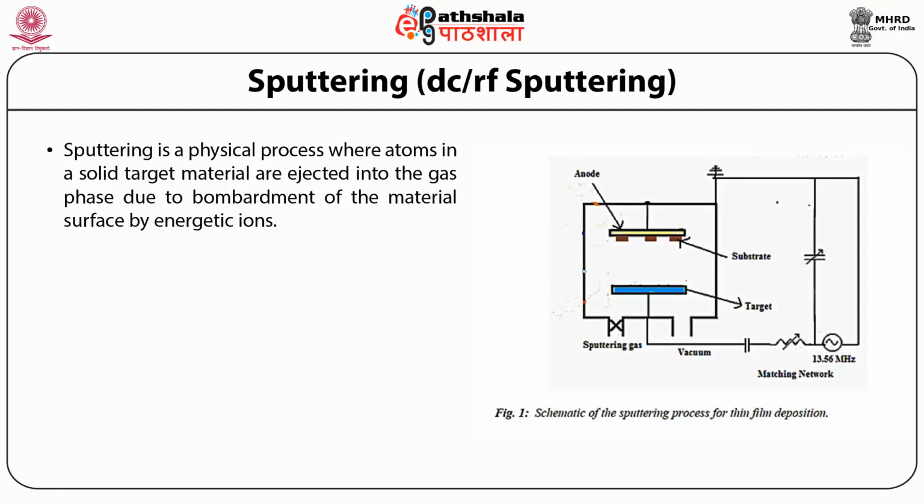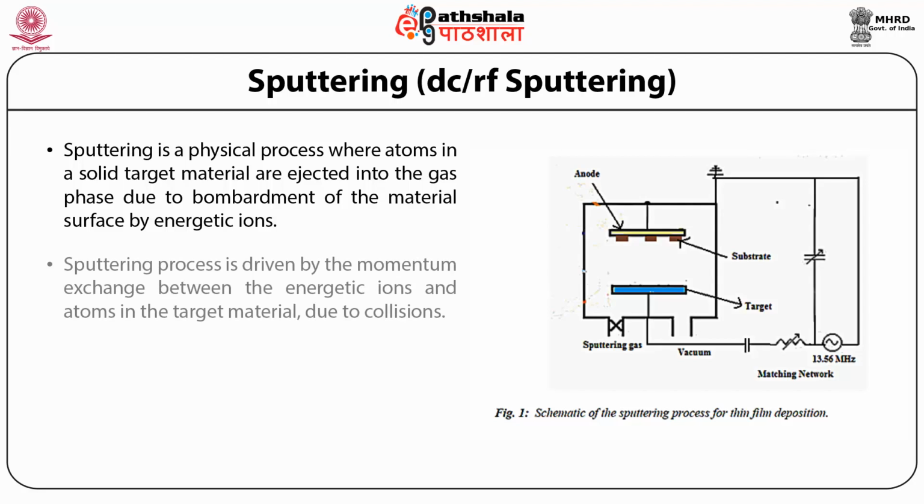Sputtering of surface atoms has been known since 1852, when Grove observed the process during investigations of plasma discharges, and it was soon recognized that the sputtering process can be applied for the deposition of thin films.